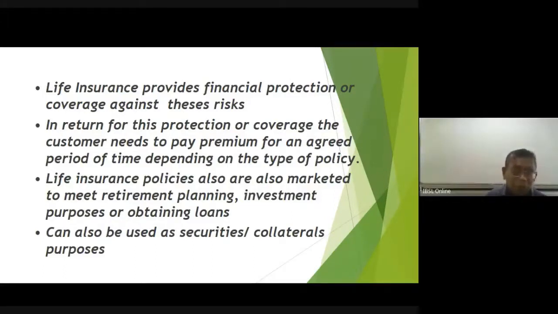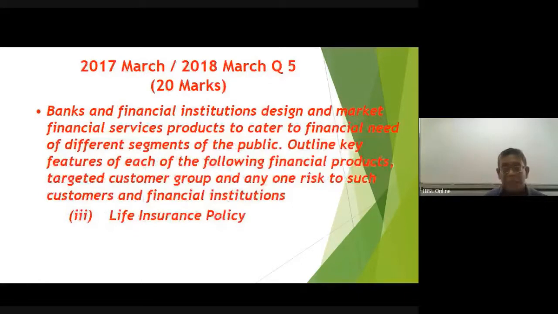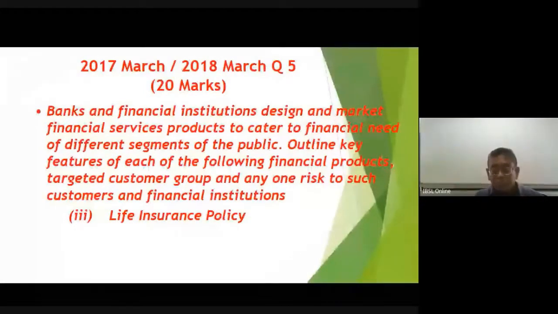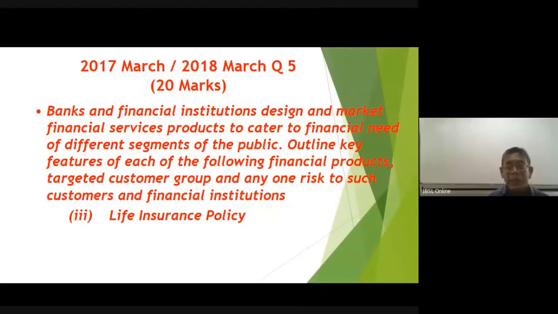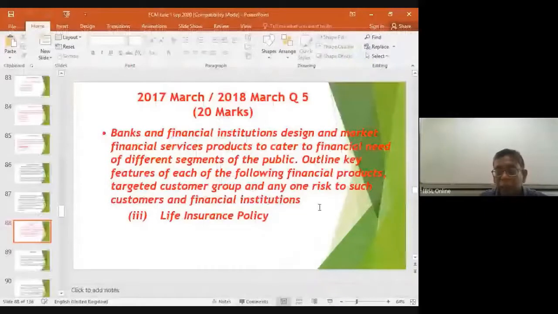Now let's look at this. This is the March 2017 and March 2018 question. Now we are going to answer this question. Banks and financial institutions design and market financial services products to cater to the financial needs of different segments. Outline the key features of each of the following financial products, target customer groups, and benefits to the customers and the financial institution. Here I put only one. Now let's look at that question.